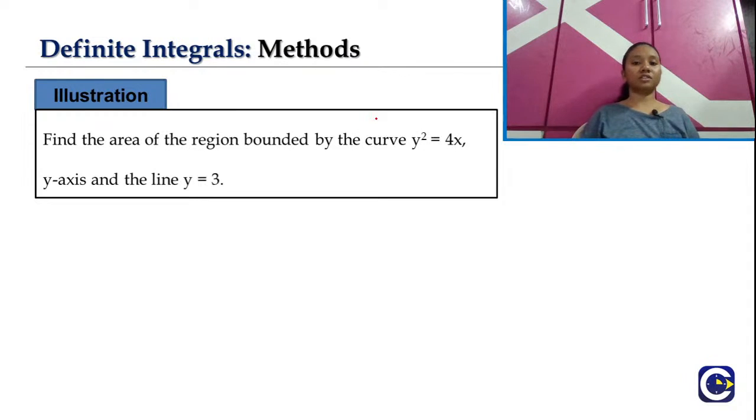Area bounded by the curve, that is y square equal to 4x, y axis and the line y equal to 3. So here you have to plot it and then look over it. Then you'll get what limits you have to take.